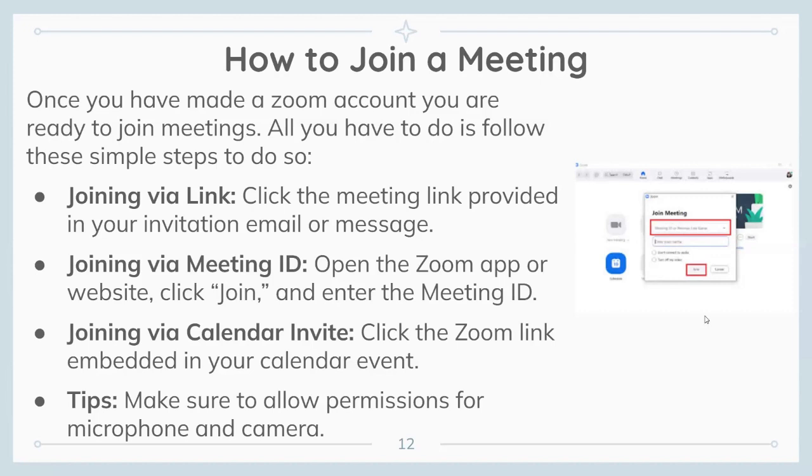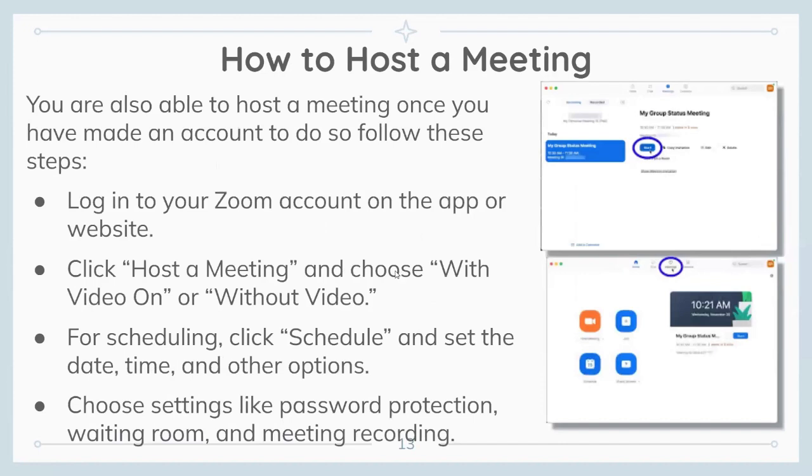So how to host a meeting. You're also able to host a meeting once you've made an account with the following steps. First, you log into your Zoom account on the app or website, then click host a meeting and choose with video on or without video. Then for scheduling, you can click schedule and set the date, time, and other options. You can choose settings like password protection, waiting room, and meeting recording.